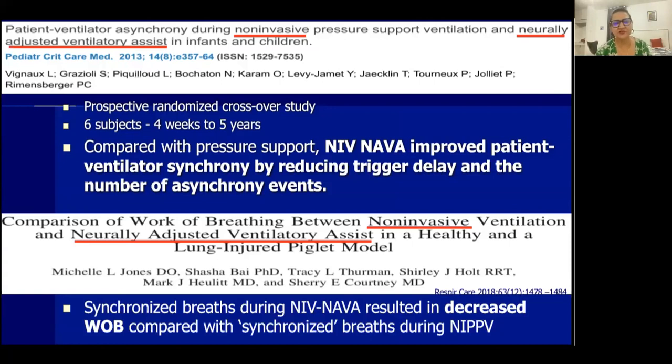And then there was another study which compared work of breathing between non-invasive ventilation and neurally adjusted ventilatory assist in a healthy and lung-injured piglet model. And they found that it did decrease work of breathing.